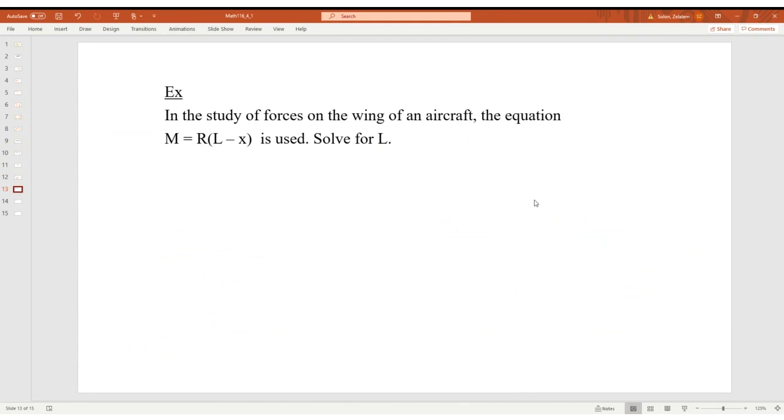Okay, now the next one says, in the study of a force on a wing of an aircraft, the equation m equals r times (L minus x) is used. I don't know exactly what parameter m means, or parameter r means. L, I suspect, is the length of the wing. X can be the width of the wing of the airplane. R and m are force and some other parameter. So m equals r times (L minus x), and we are asked to solve for L.